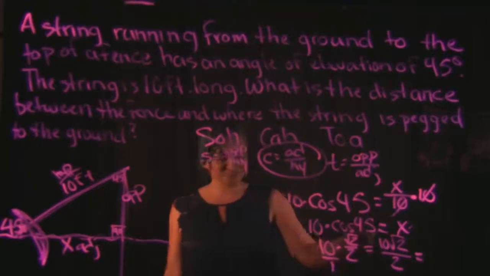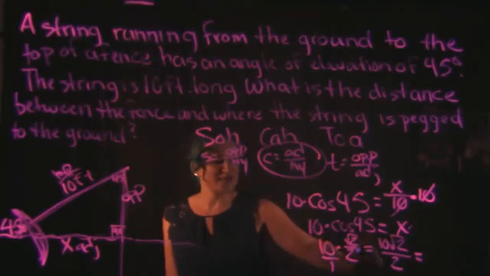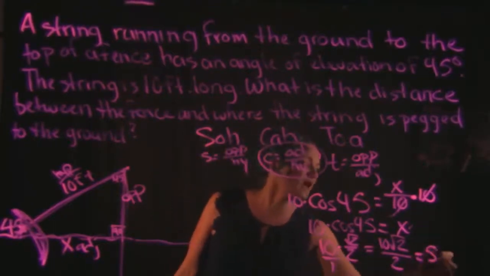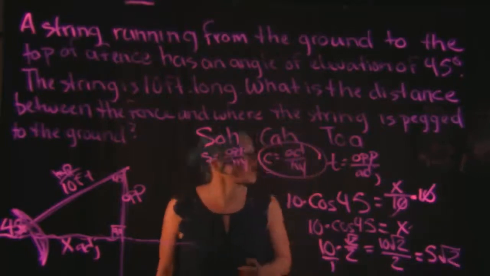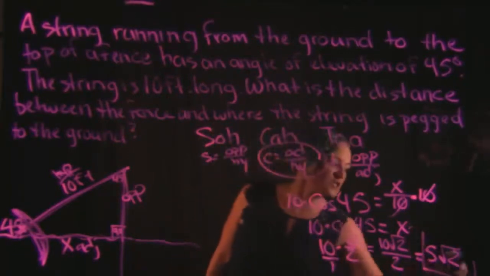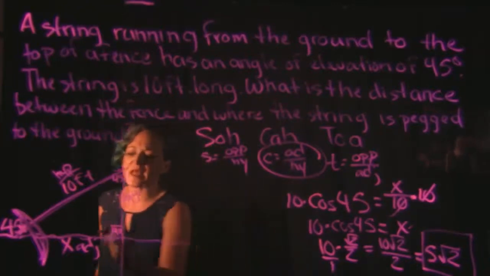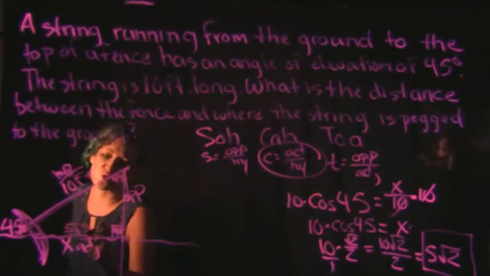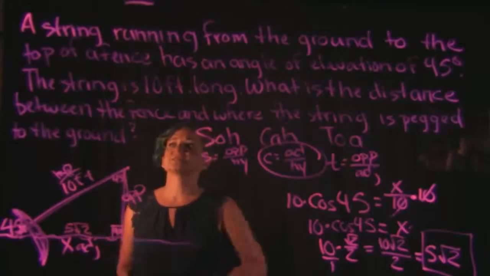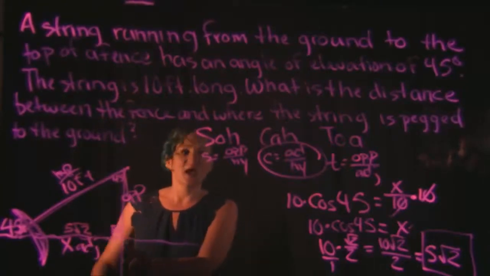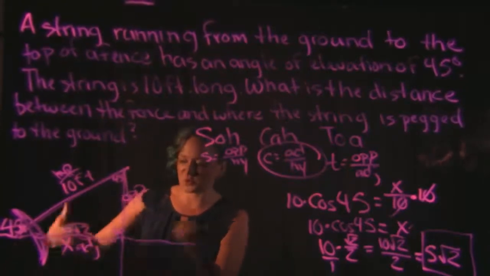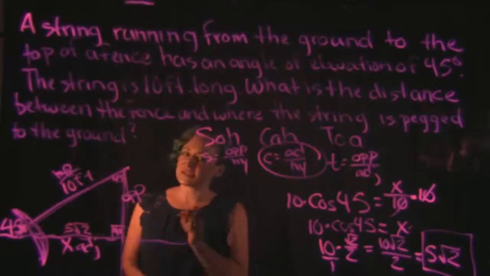All we have to do is simplify this fraction. We know that 10 divided by 2 is 5, and drop down the square root of 2 with that. So that gives us our answer for what x is. That means x is equal to 5 square roots of 2. That is the distance between the fence and where the string is pegged to the ground. Otherwise, that's it for this problem.